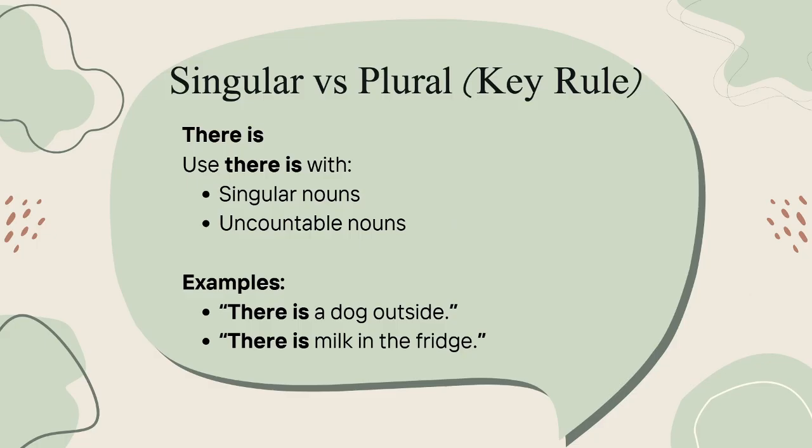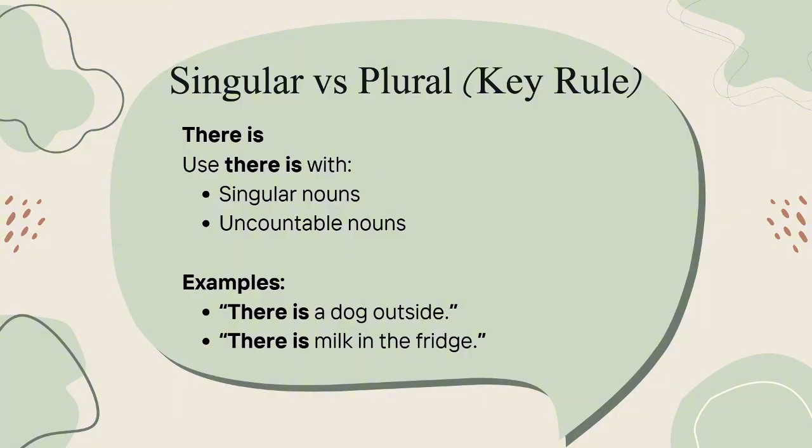Now, talking about singular against plural, we have a key rule. The choice depends on the noun, not the place. So first we are going to introduce there is and let's see how it functions. Use there is with singular nouns and uncountable nouns. And we have some examples.